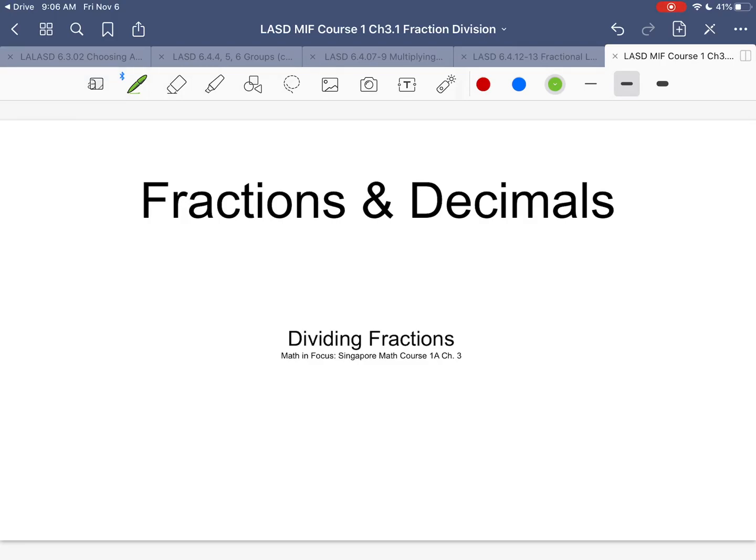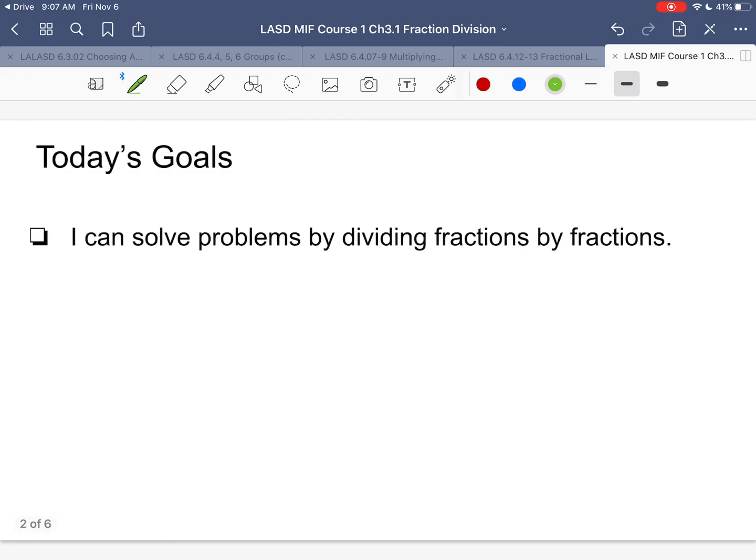Welcome back to the unit on fractions and decimals. Today's lesson is about dividing fractions. The goal of today's lesson is to be able to solve problems by dividing fractions by fractions.